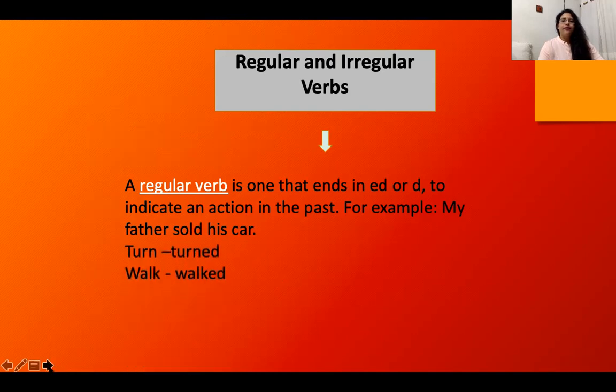For example, I'm taking two more. Turn, turned. So here turned becomes a regular verb. Walk is the verb. Walked becomes a regular verb because it is ending in ed or d.